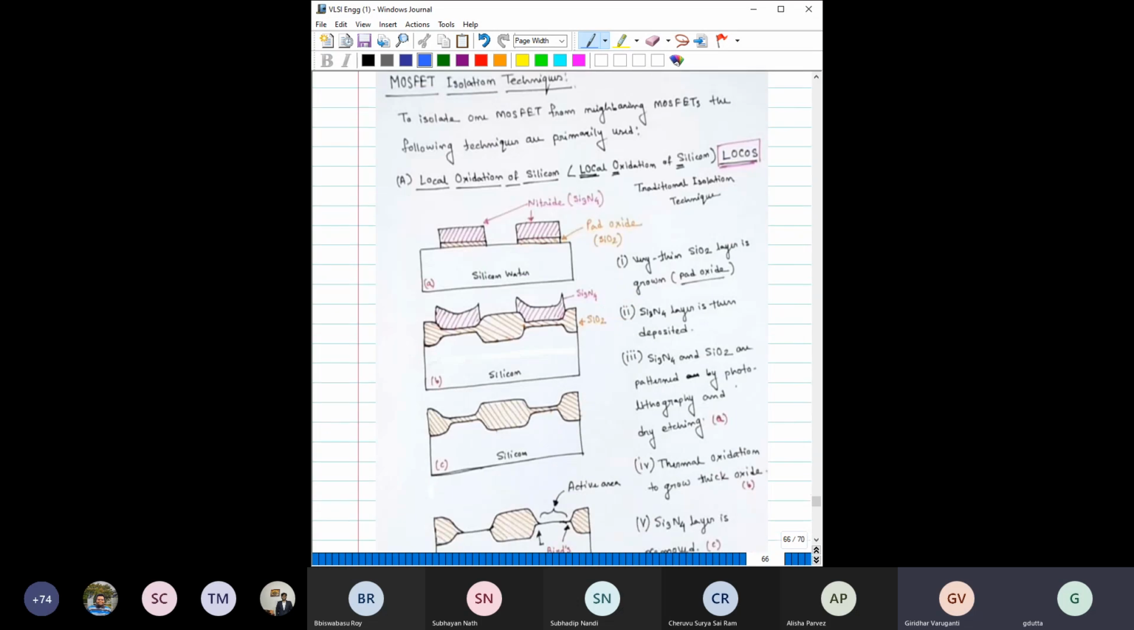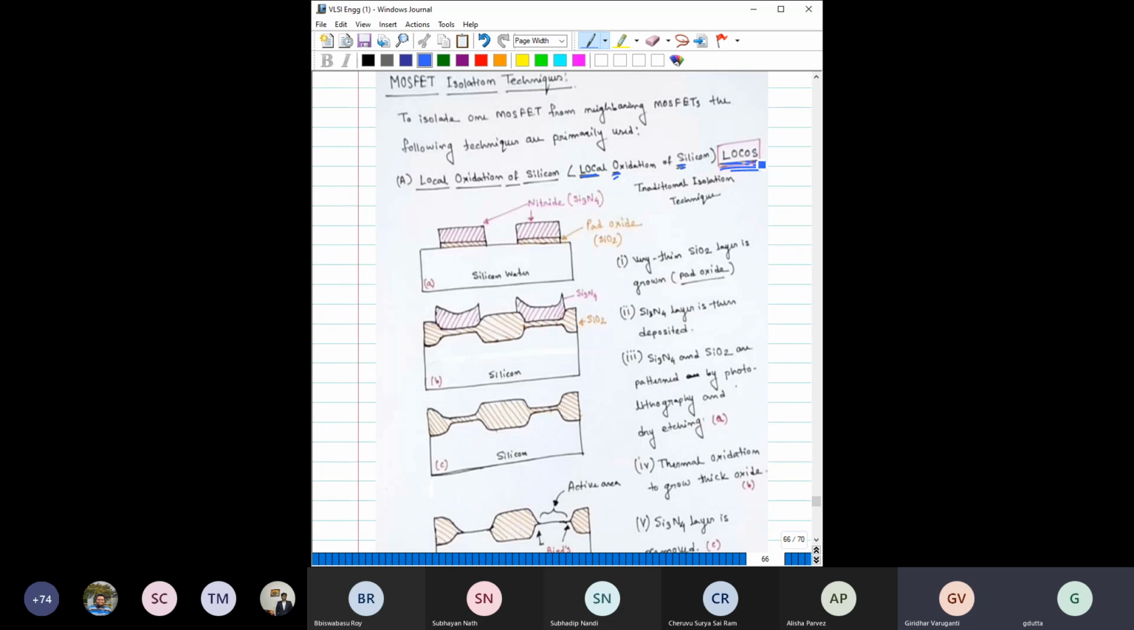This picture has been taken from the handwritten note. So this is LOCOS. LOCOS stands for local oxidation of silicon: LOC is local, O is oxidation, and S is silicon. That gives the name LOCOS, local oxidation of silicon.